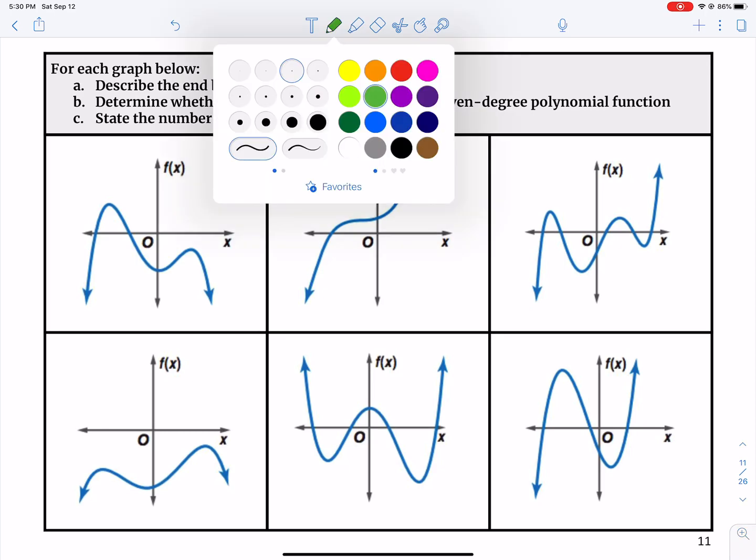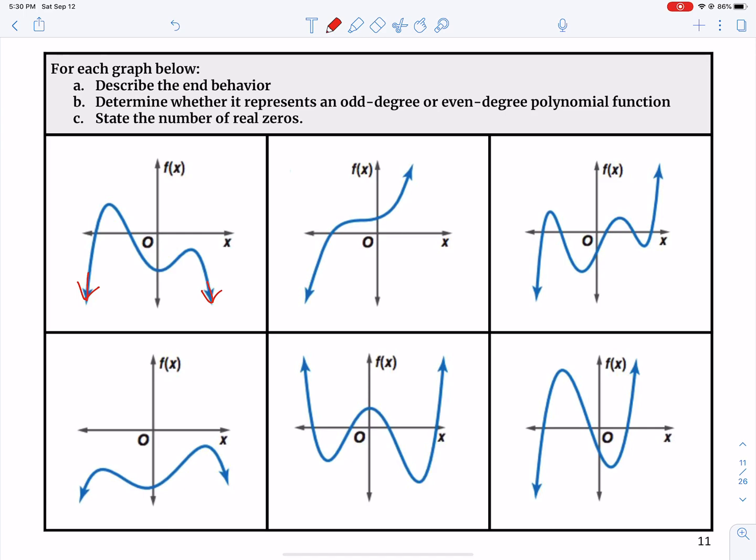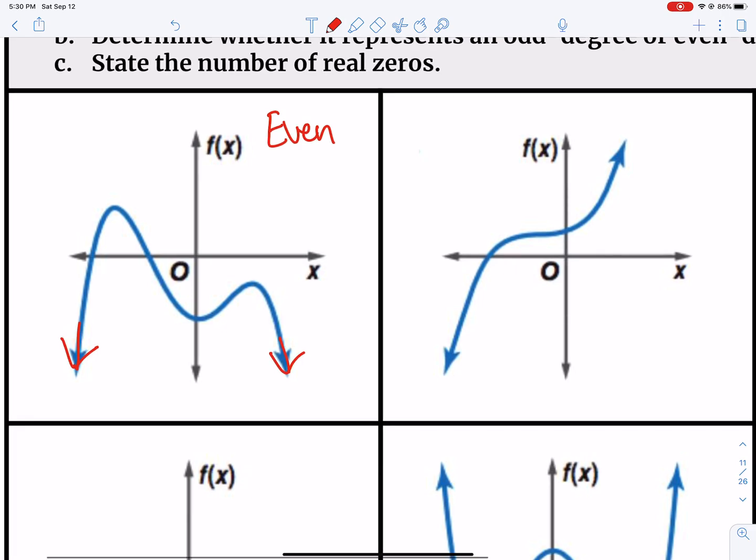Okay, so in this first graph, I can tell that it's going down on both ends. So therefore, I know it's even. Overall, the whole graph is facing down, so I also know that this is a negative function. I know it's even because the ends are behaving in the same way. And then it has 2 x-intercepts, which means I have 2 real zeros or roots. I'm going to write it all down. So 2 x-intercepts, which are zeros or roots. They're all called the same thing, but they're real because they actually do touch the x-axis.